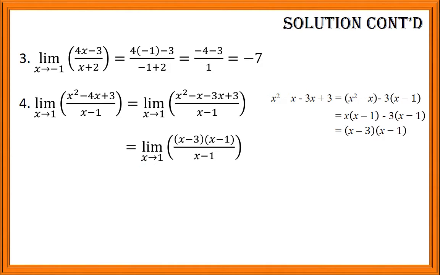So here, x minus 1 will cancel x minus 1 here, leaving the limit of x minus 3 as x approaches +1. We now substitute x into the expression x minus 3, and that will give us 1 minus 3, which is equal to negative 2.